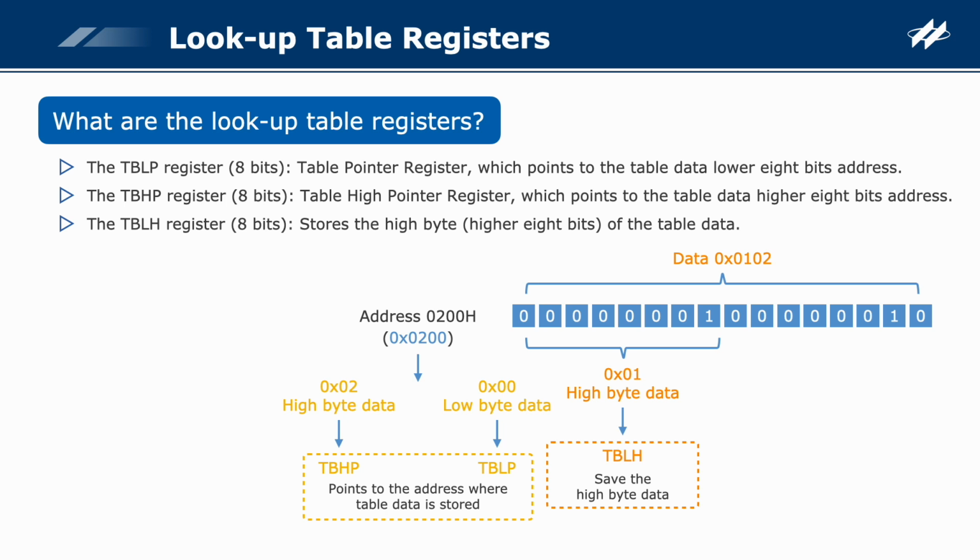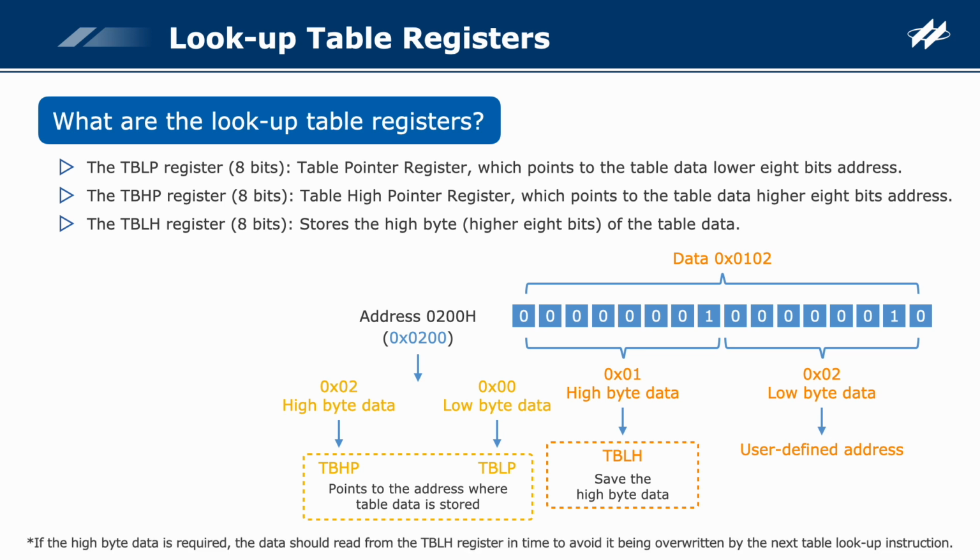TBLH is the location where the high-order byte of the table data is stored after a table read data instruction has been executed. Note that the lower-order table data byte is transferred to a user-defined location. If the high byte data is required, the data should be read from the TBLH register in time to avoid it being overwritten by the next table lookup instruction.